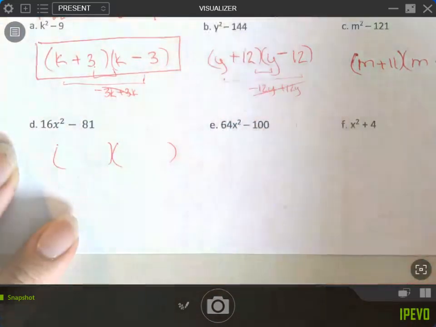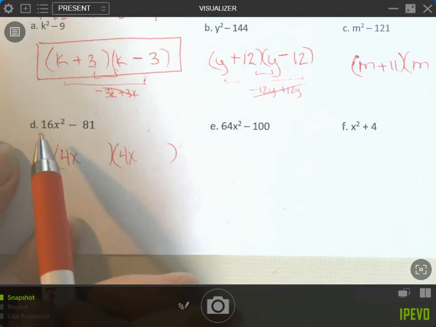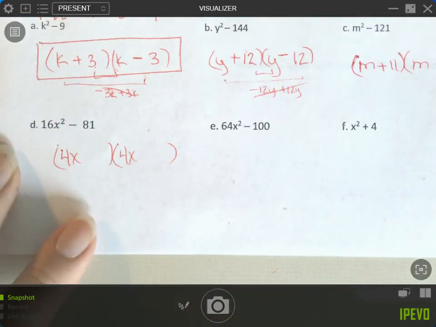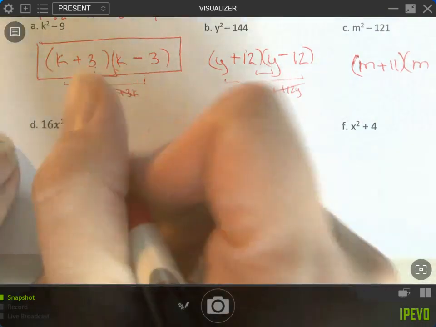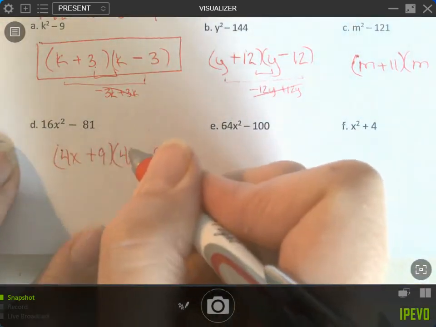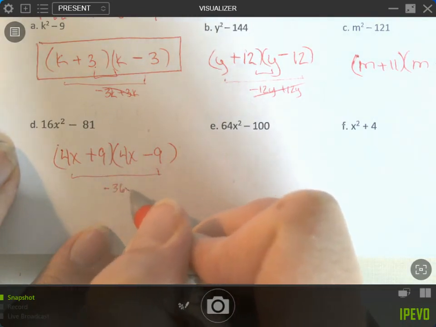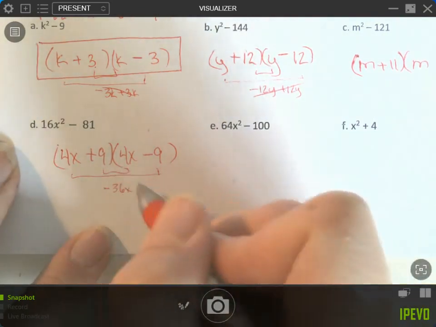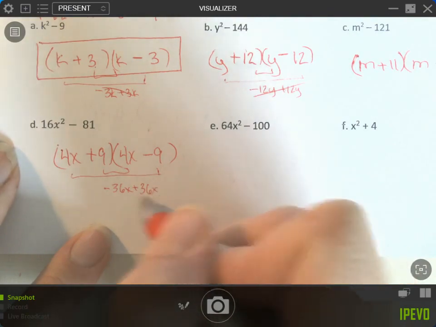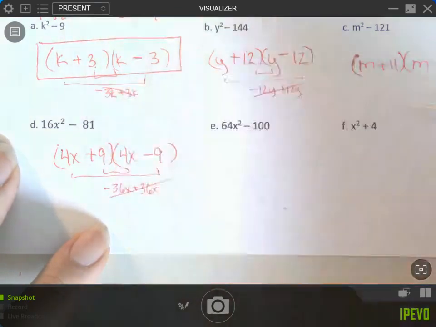All right, what gives me that 16x squared? We said it was a perfect square, so I want to use 4x and? 4x. Okay, now I could use 8 and 2, and I could use 1 and 16, but we're going with the square root. What gives me a negative 81? One positive 9, one negative 9. Now, when we go to do this, 4x times 4x is 16x squared. The outside is a negative 36x. Remember, that changes because the 4. And the inside is a positive 36x, which adds up to what? 0x. And last, there's your negative 81.